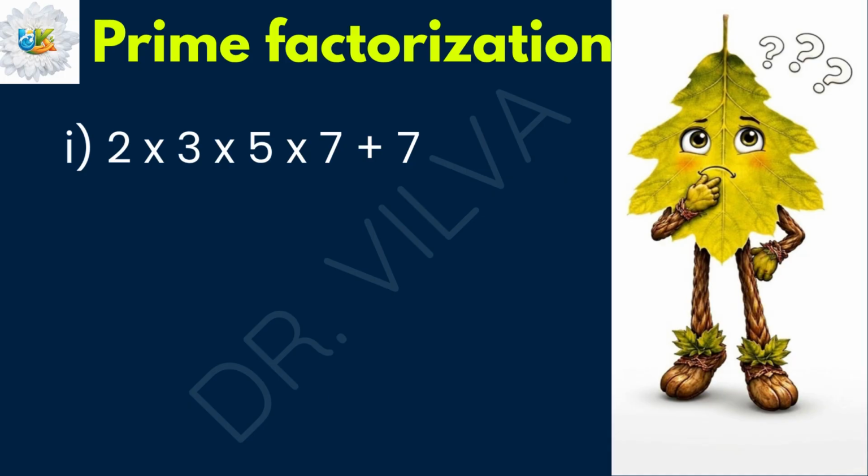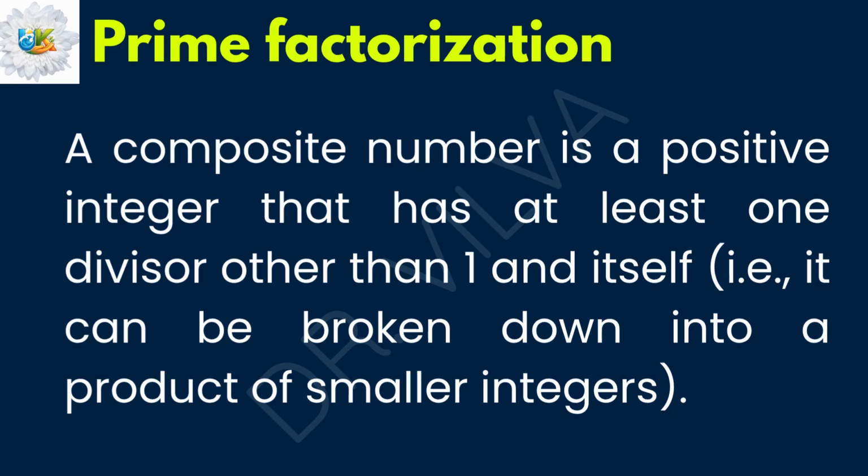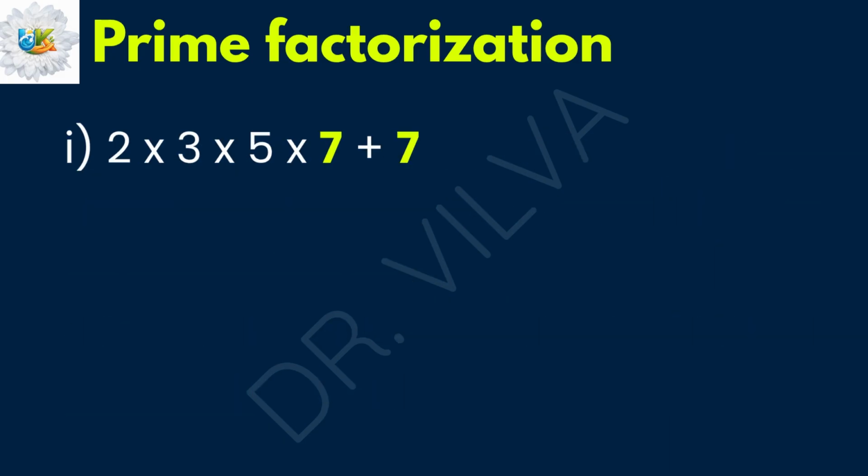Now, you could multiply 2 times 3 times 5 times 7 and add the answer with 7 and then try to factor the result. But there is a much faster way. Remember, a composite number is any number that has factors other than 1 and itself. Notice that we have two terms here and 7 is common to both terms.